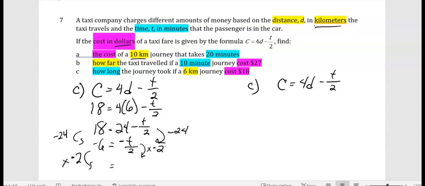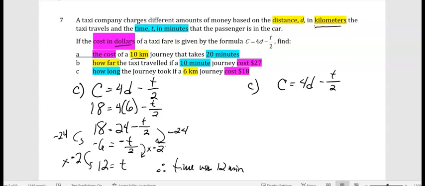So now I've got a negative times a negative, which gives me a positive. What I did wrong in class is I divided instead of multiplied. Happens to the best of us. So therefore, how long did it take? The time was 12 minutes.